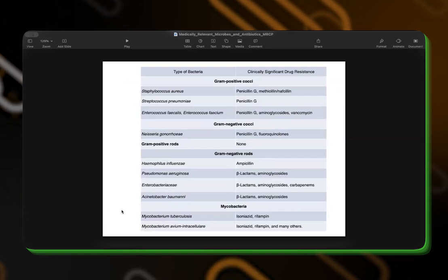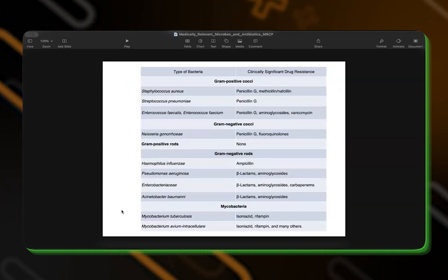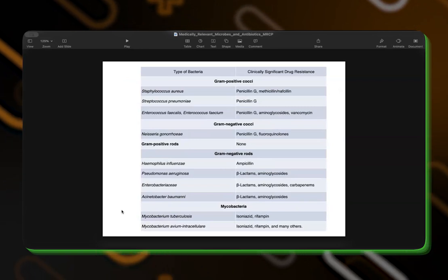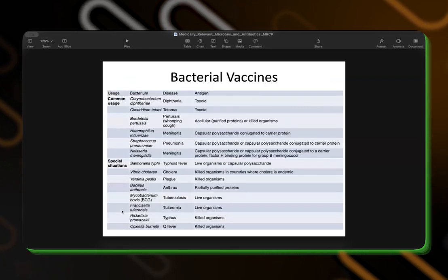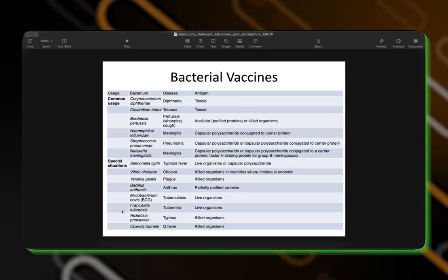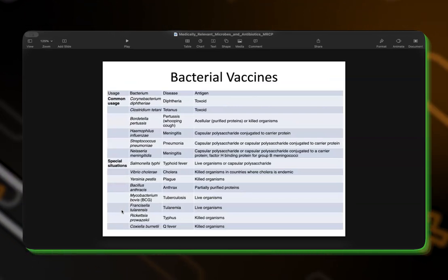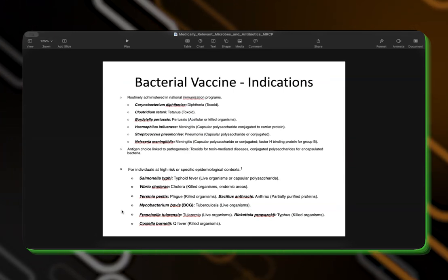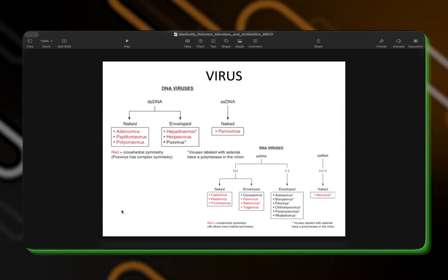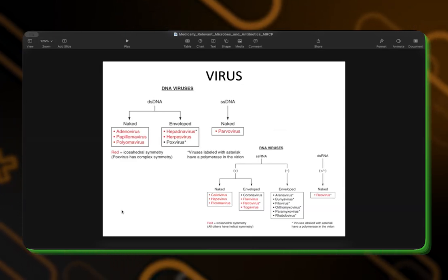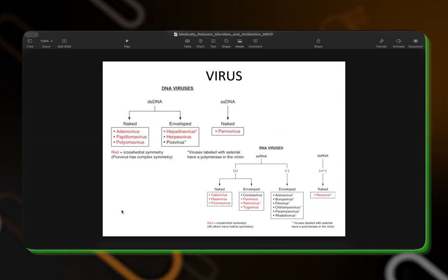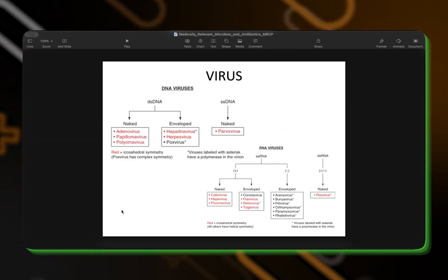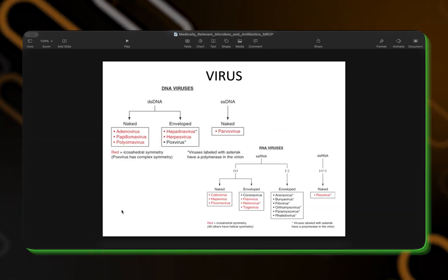We spoke about different classifications and what are the drugs that get resistant to these commonly occurring bacteria. Then we spoke about how we can prevent bacterial infection in a specific situation by the use of vaccine. We also spoke about bacterial indications. Then we had a very brief overall view or classification of the viruses. This was nothing to remember, but to make us aware that the viruses are also classified.